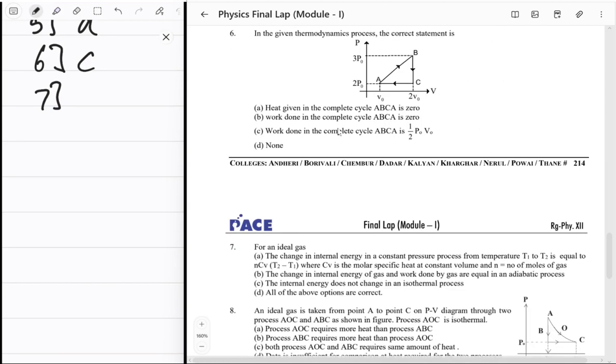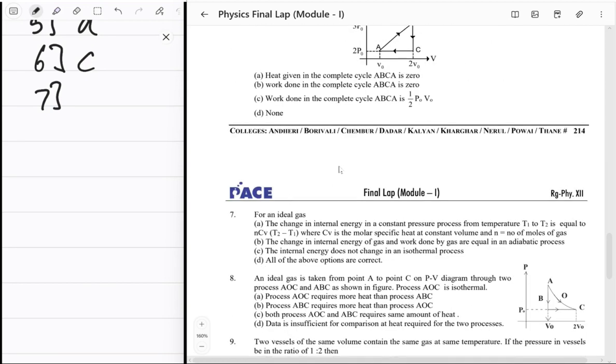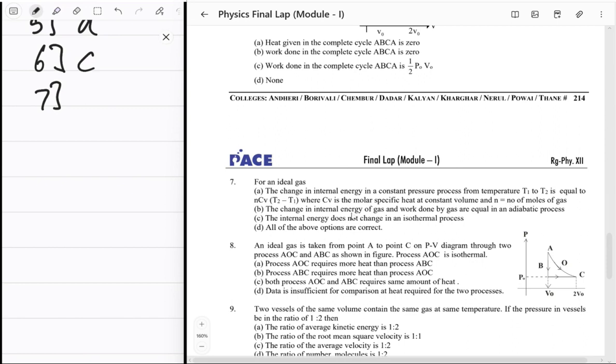Right, okay, next. For an ideal gas, the change in internal energy is a constant in a constant pressure process. Sorry, change in internal energy in a constant pressure process from temperature T1 to T2 is equal to nCv times (T2 minus T1). Yeah, I agree.